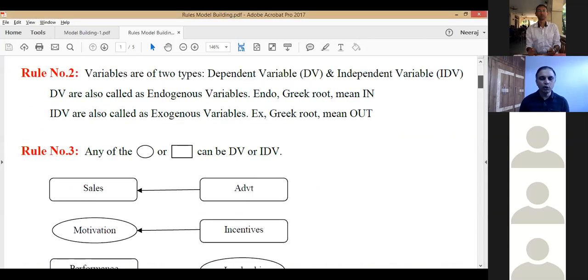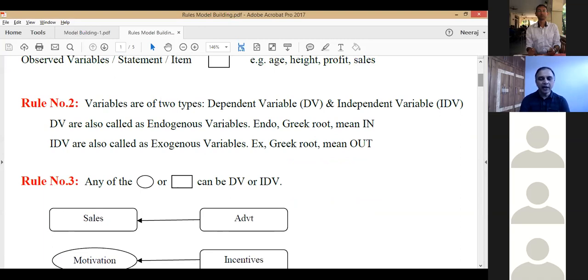Now going ahead with rule number 2, variables are of two types, dependent and independent. That comes as the role of the variable. Now, a majority of the times we have clarity, but at other times there may not be that much clarity. For example, the three most important variables in the domain of economics are demand, supply, and price. And it's very difficult to tell which is actually dependent. They are interdependent.